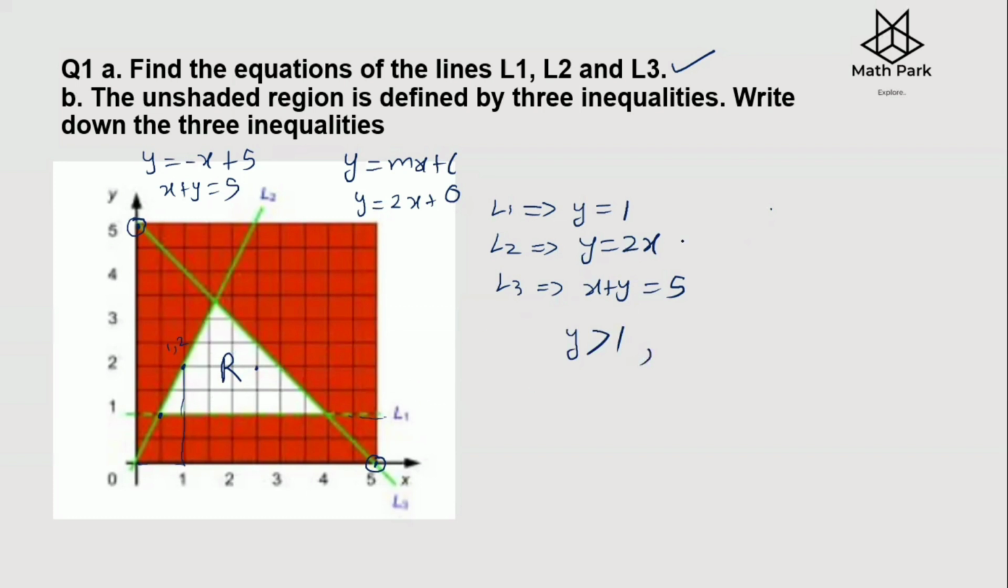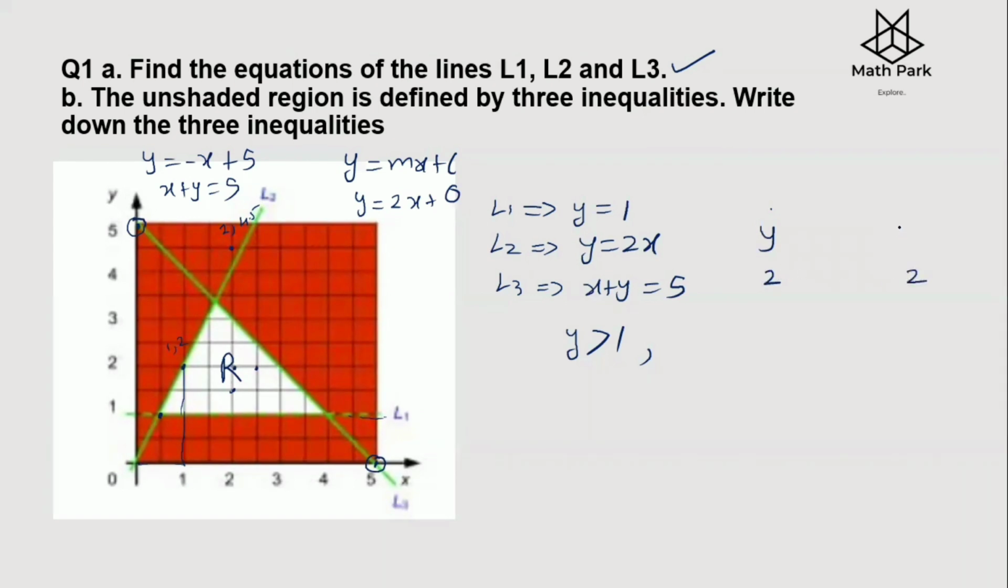The second one, y is equal to 2x. So what is the relation? This is the region which represents the line L2 as well, so let us find what the inequality is. If I take this point 2, 2, what do you see here? The value of y is 2 and the value of x is also 2.